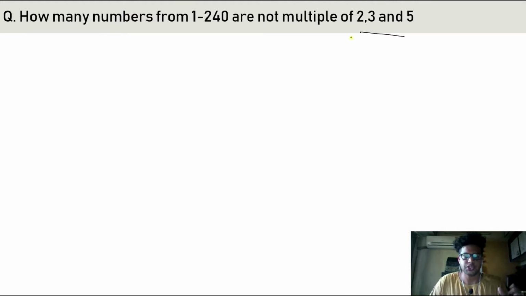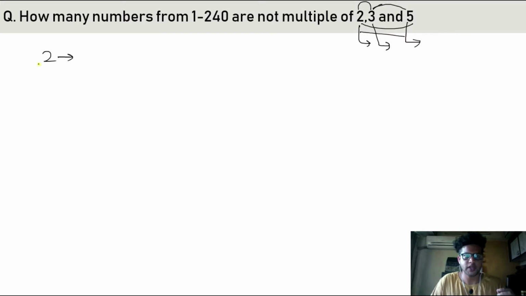To answer this question, first I will need to find the numbers which are multiples of 2, multiples of 3 and multiples of 5, and then numbers which are multiples of 2 and 3, that is 2 into 3, 6, multiples of 3 and 5, that is 3 into 5, 15, and numbers which are multiples of 2 into 5, that is 10. So first, numbers which are multiples of 2.